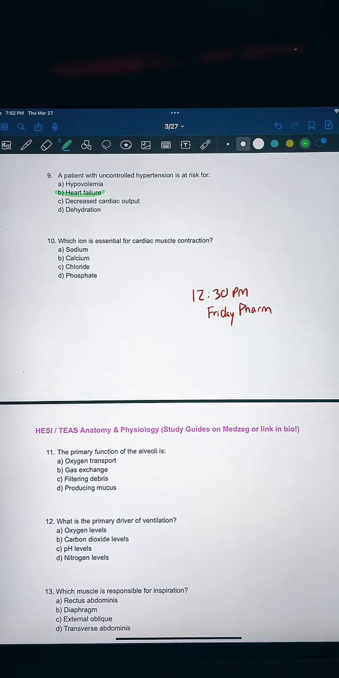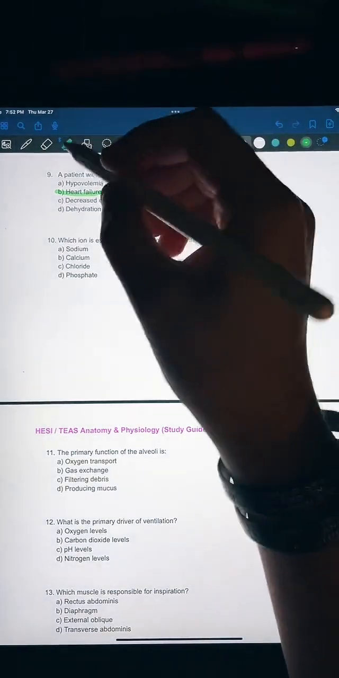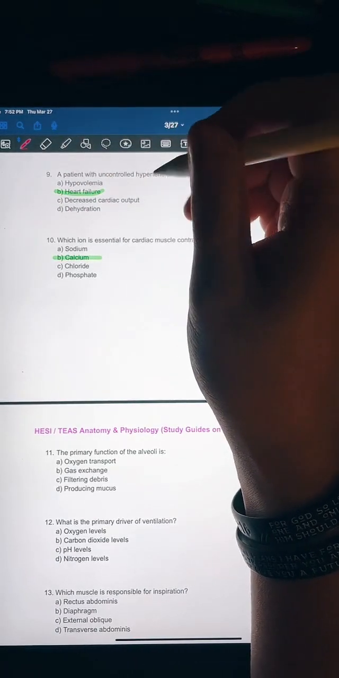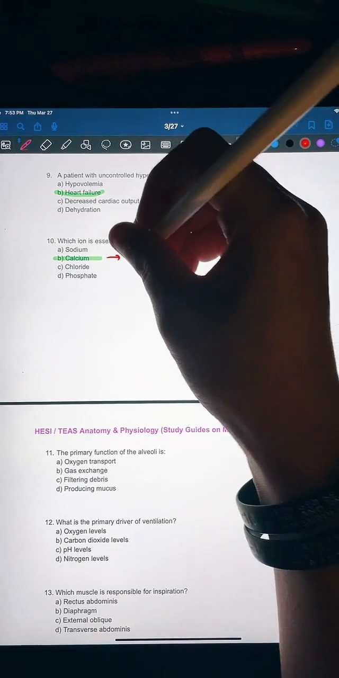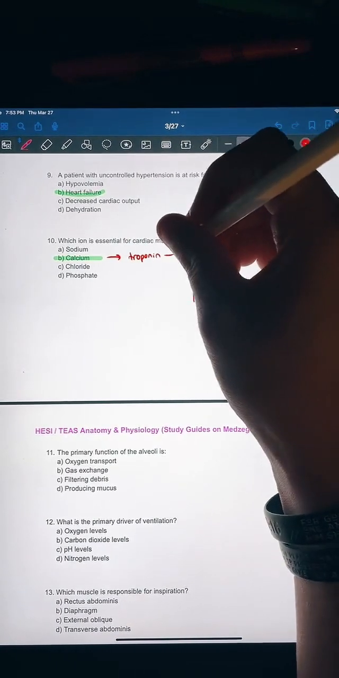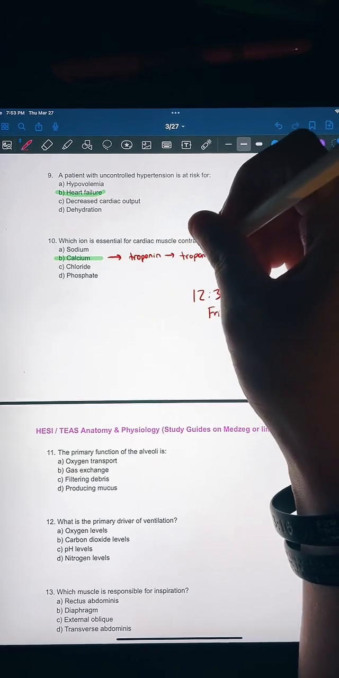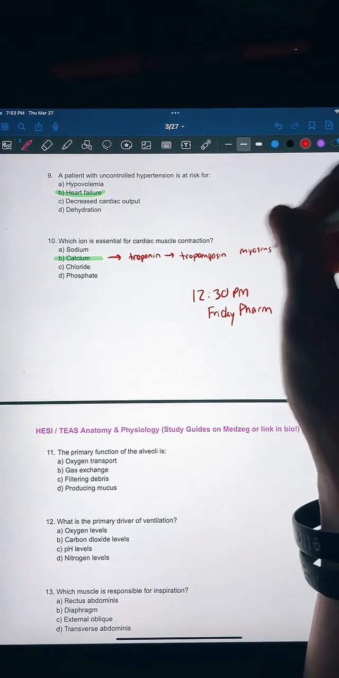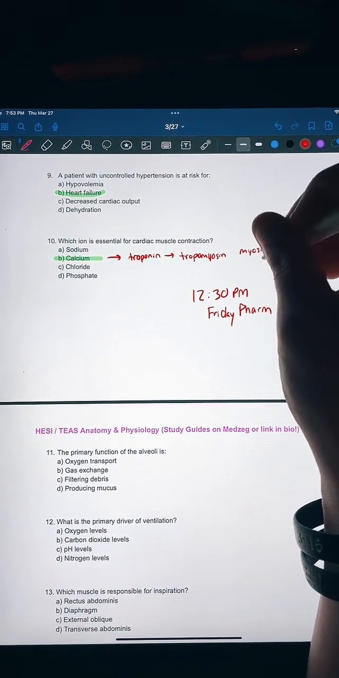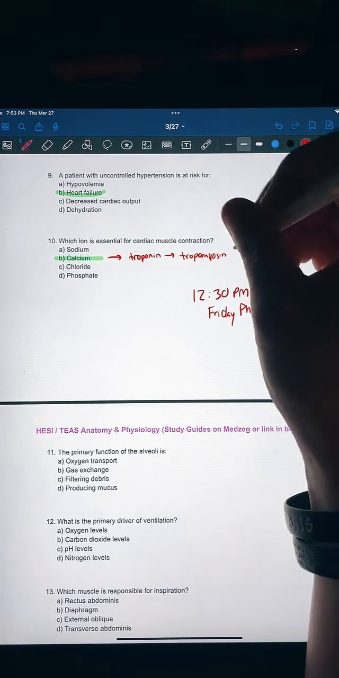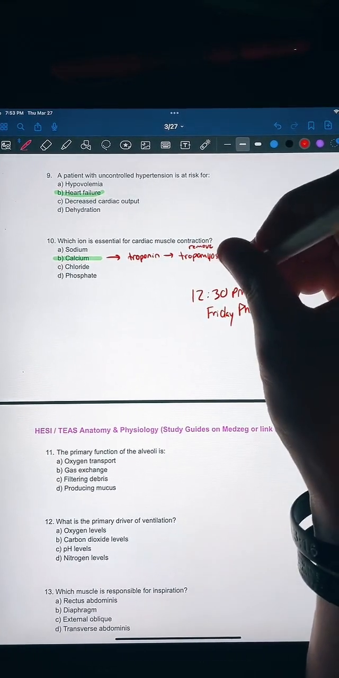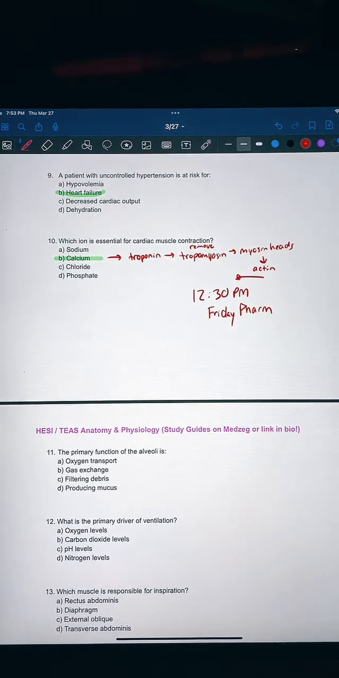So sodium is responsible for the action potential. The answer here is B, it's calcium. Calcium is what's required for muscle contraction. That's because calcium binds to troponin, which moves tropomyosin off of the actin binding sites, so myosin heads can bind to actin. Myosin heads bind to actin, pulling it towards the center of the sarcomere, or the M line, and that is what our contraction is.